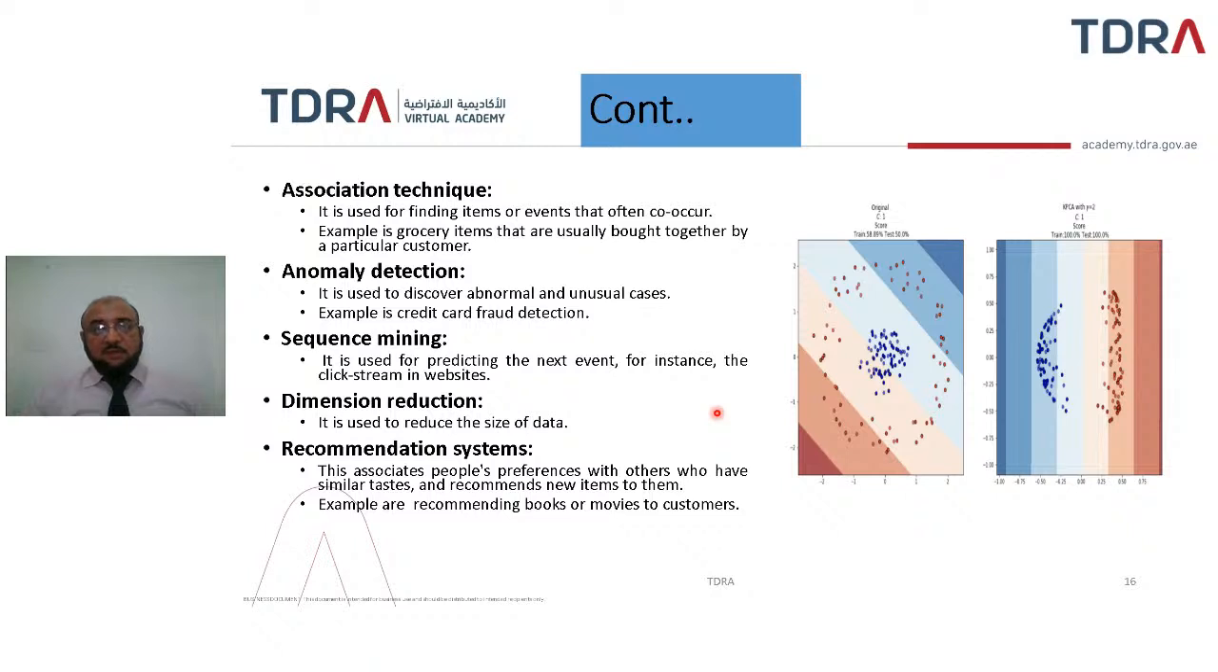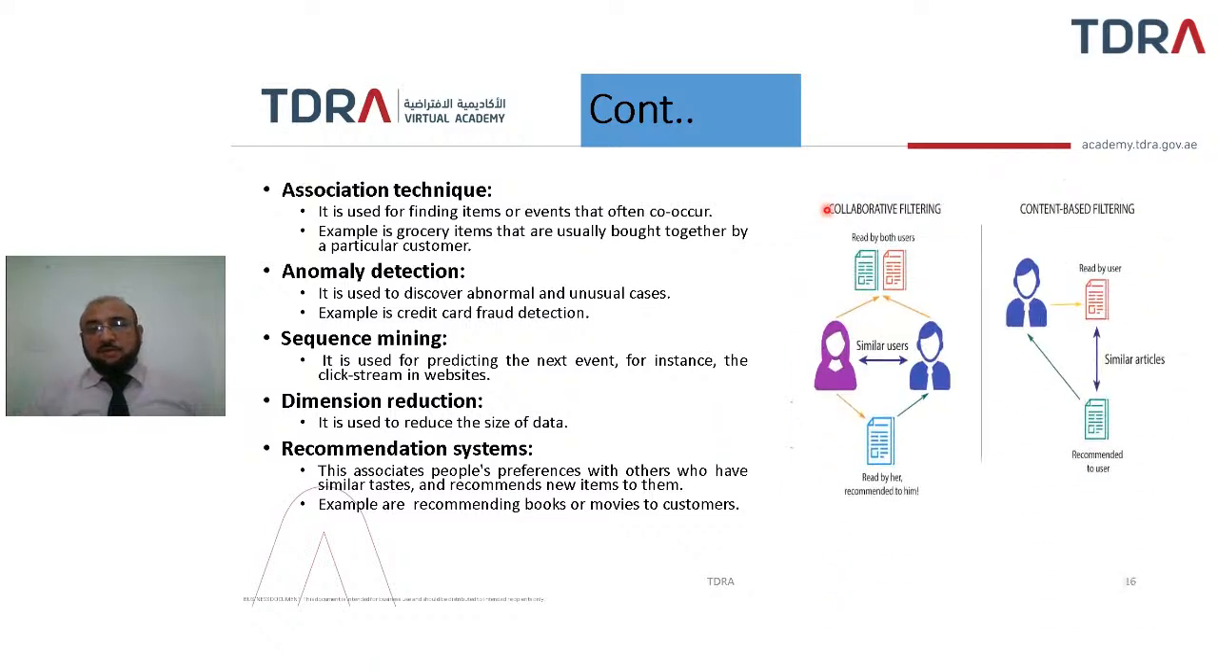Then we have recommendation systems, for example, recommending books or movies to customers. Here, for example, these two customers read both these books, and then the recommender system recommends the book or article to this person which was read by this lady. This is called collaborative filtering. Then we have content-based filtering. For example, here the reader reads some article or book, and then the recommender system will recommend similar articles to this user.